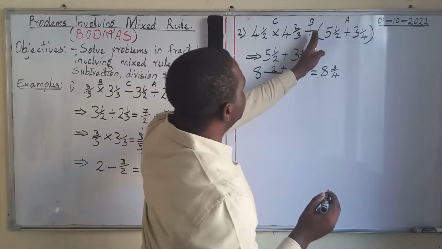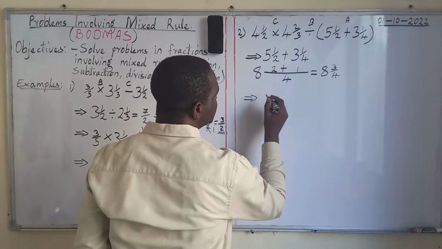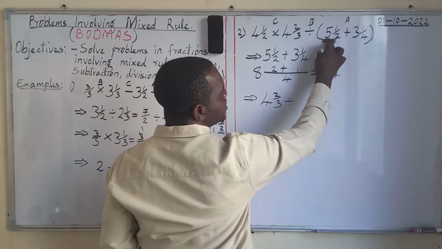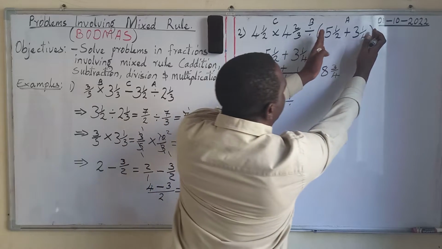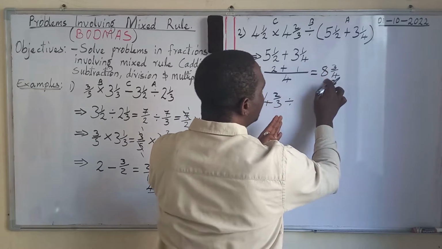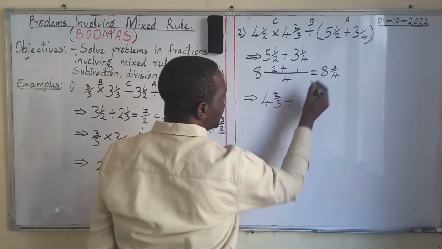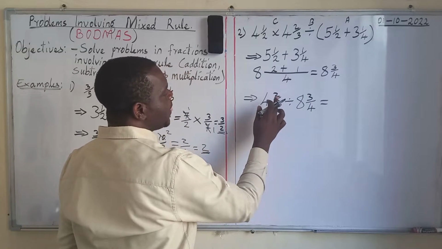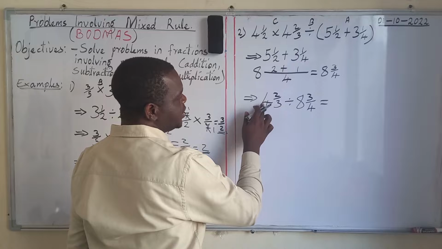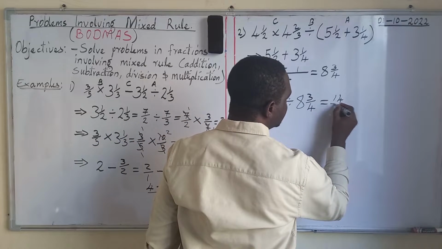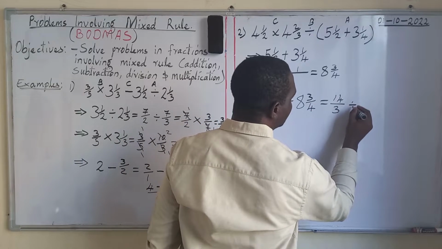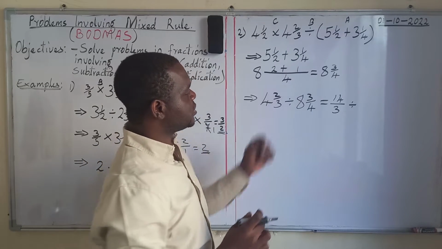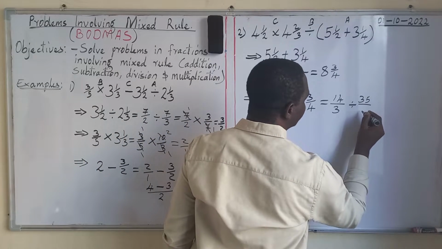Let's go to B. We take what is to the left of B, which is 4 2/3, divided by what is to the right. To the right is not 5 1/2, but we've solved everything here. So our answer will be what will go to the right, and that is 8 and 3/4. This will be 3 times 4, 12. 12 plus 2, 14. 14/3 divided by 4 times 8 is 32, and 32 plus 3 is 35/4.